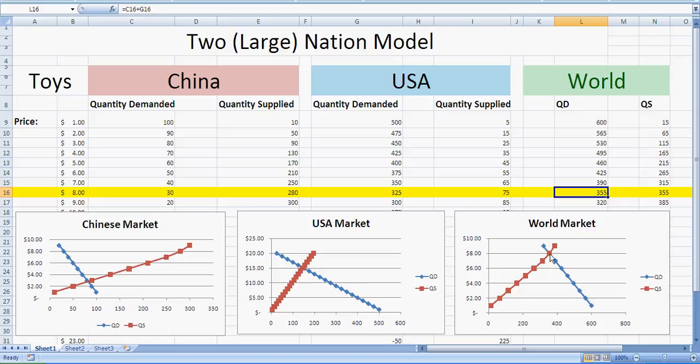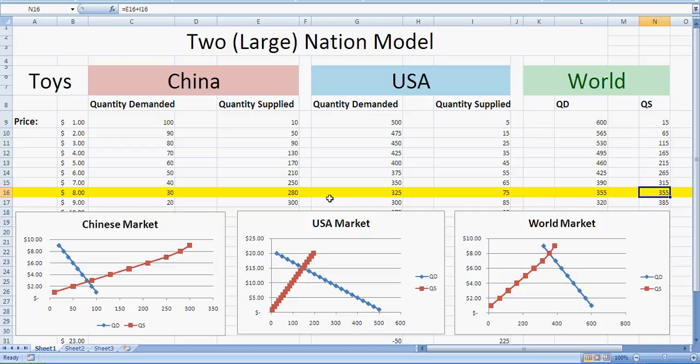So just to go back and reiterate, when you're looking at a two-nation model, all that you do is add up their demands, which is also called horizontally summing the demand curves. It's literally just adding across. And you add up their supplies. You horizontally sum their supply lines, just adding across also. So we get 600 here just by adding 100, the demand in China, to 500, the demand in the USA, to get a world demand of 600 units. And you do the same thing for supply, and then you just go find where they're equal, and that's your equilibrium price and quantity.